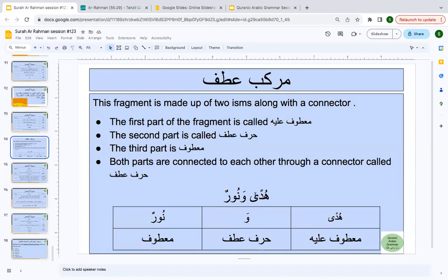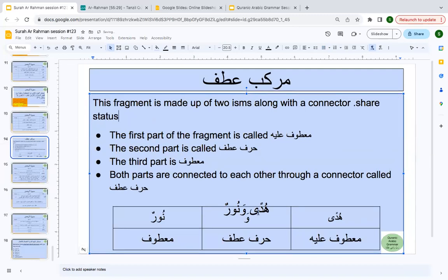Yes. Implied rough status, or it is rough in status. Okay, so that will make your job easy when you know that words that are the isms connected through waw will share status. Both parts are connected, and this connector shares status. Okay, is this clear?